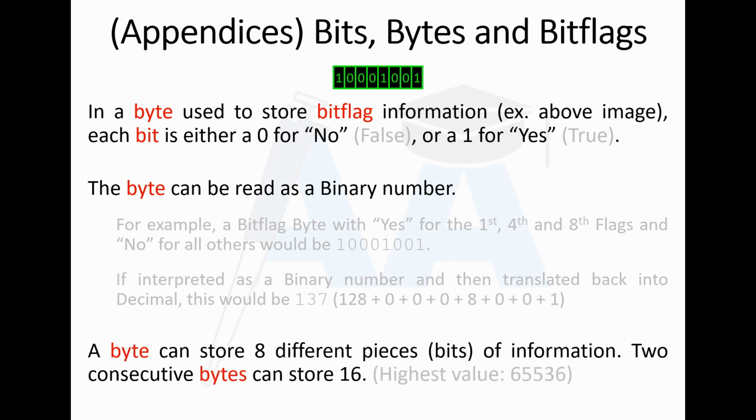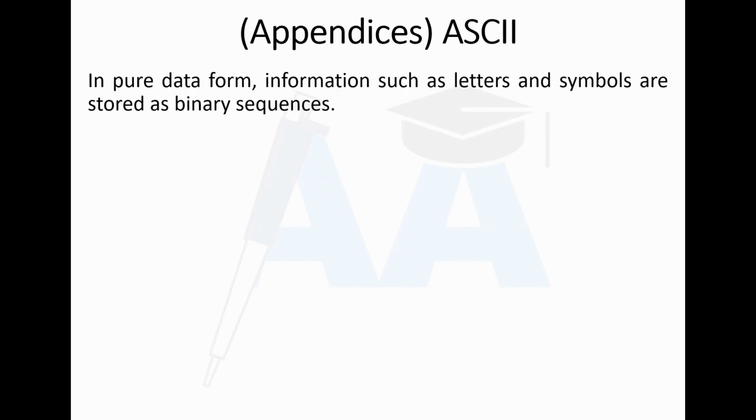1 byte contains 8 bits, and can therefore contain the data for 8 bit flags. 2 consecutive bytes will, between them, contain 16 bits, with a highest value of 65,536. You may also recognize this number from various places. Now that we understand how bits, bytes, and binary works, we can finally talk about ASCII.